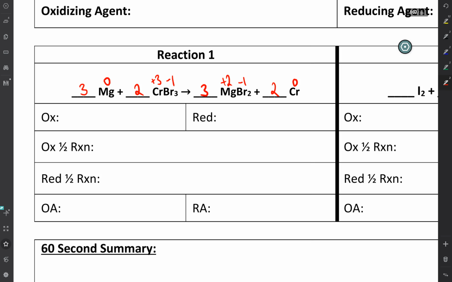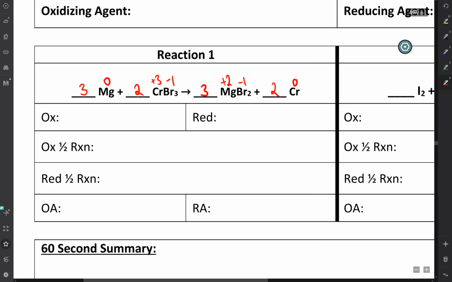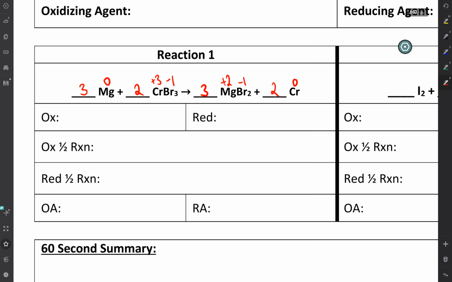Okay, as you look at the reactants and you look at the products, hopefully it's very clear to see that elements are changing oxidation states. Magnesium's going from 0 to +2, chromium's going from +3 to 0. So we know chromium and magnesium are the two substances that are really being oxidized and reduced. So let's figure out which is which.